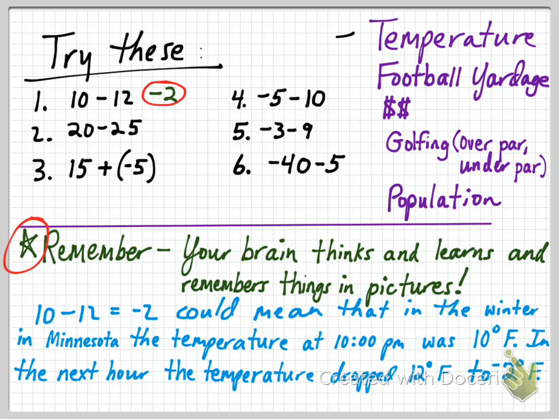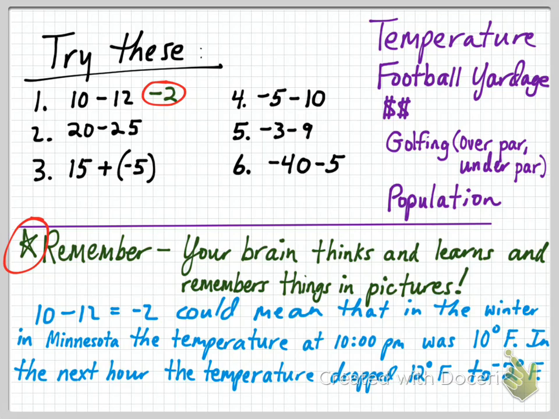We talked about temperature, we talked about football yardage. We haven't talked about money. Let's say you get $10, but you owe somebody 12. So you make 10, but you lose 12, so you've lost $2 total. So you can think of it in terms of money. Positive numbers means you get money, you make money. Negative numbers means you have to spend money.